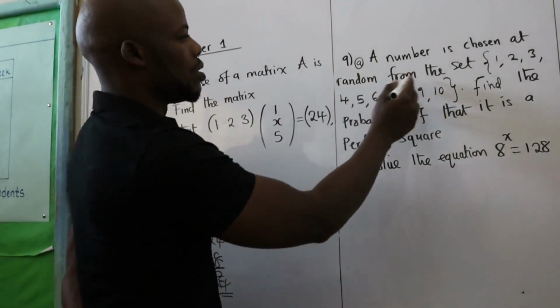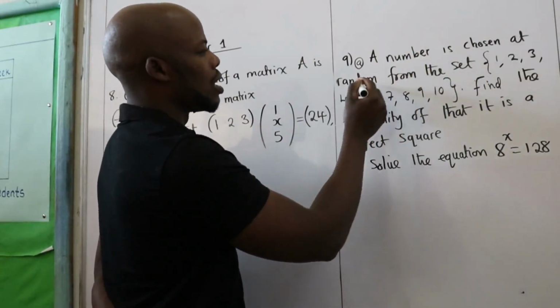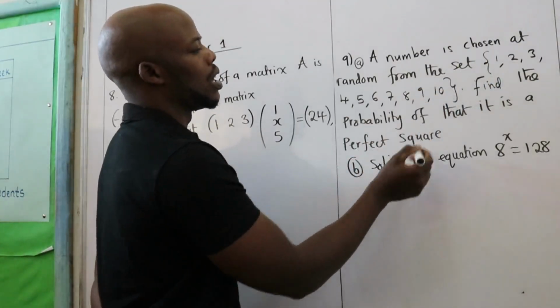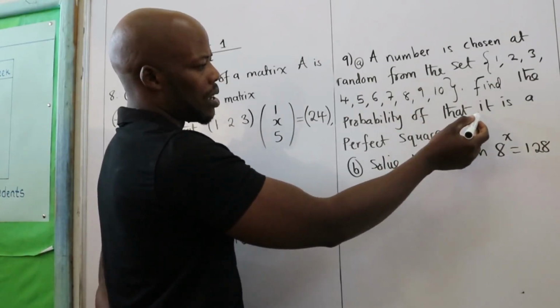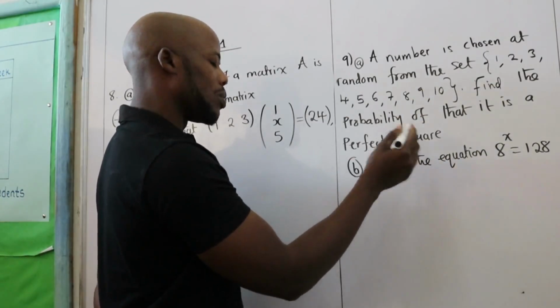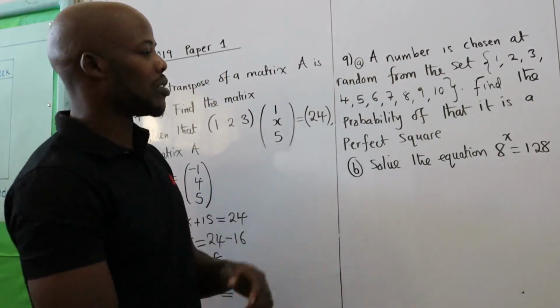We go to this question. So they are saying a number is chosen at random from the set. This is the set 1 to 10. Find the probability of that number. It is a perfect square. So we need to find the probability of a number being a perfect square.